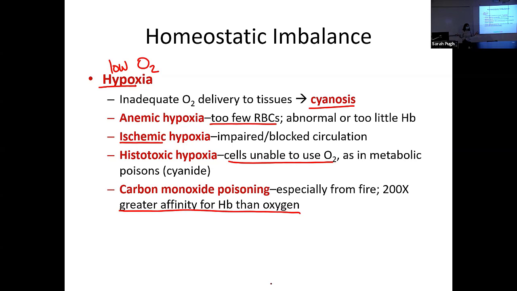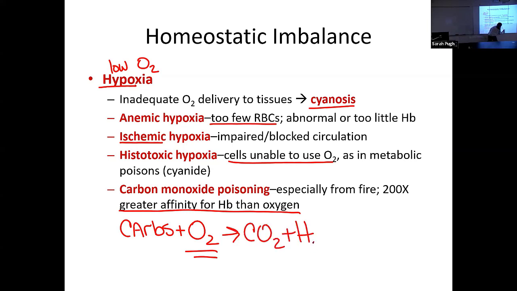Well, now your hemoglobin is taken up with something and oxygen can't bind. But carbon monoxide does not serve cell respiration, right? Cell respiration is carbs plus oxygen forms CO2, water, and ATP, right? This is how we're making energy in our body. You have to have oxygen. Well, if you're binding carbon monoxide instead of oxygen, you're not getting oxygen to your tissues.